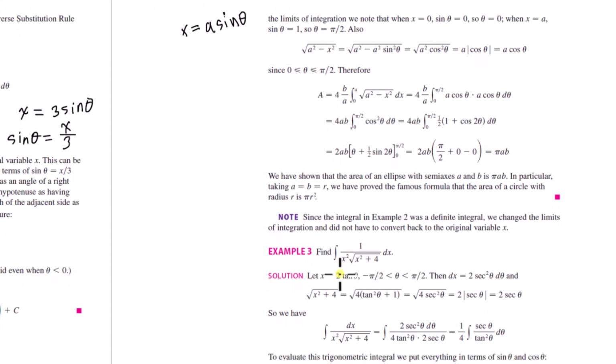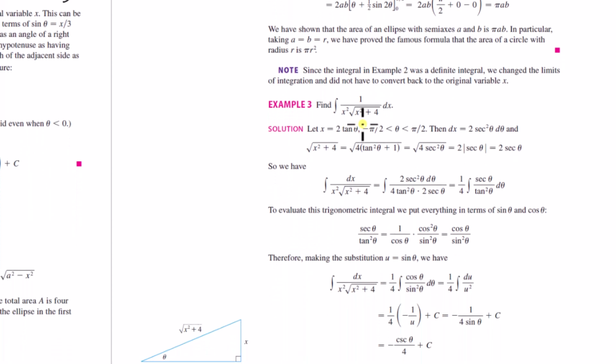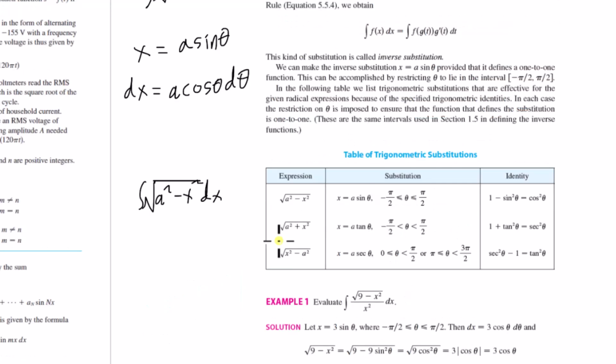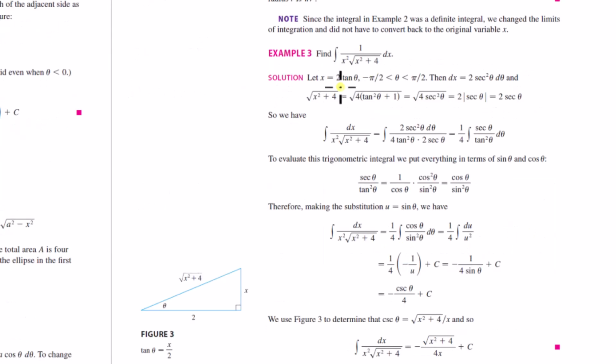Okay, here's another integral, and you look at this and you realize you can't make a u substitution. If you said u is equal to x squared plus 4, then du is equal to 2x dx. That doesn't help you, but you see this square root of x squared plus 4. If we come back to the table, square root of a squared plus x squared, this is x squared plus 4. This order doesn't matter. So we're going to say x is equal to a tangent theta with this domain restriction, and we're going to use this identity. So a is 2, x is equal to 2 tangent theta, and it works out to where this square root of x squared plus 4 simplifies to 2 secant theta.